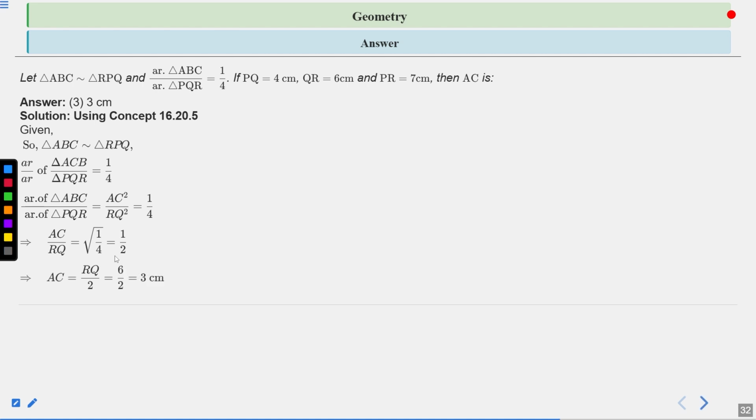Now we can calculate the length of AC, which becomes RQ by 2. So RQ is given 6 centimeter. So AC will become 6 by 2, which is 3 centimeter. So third one is the correct answer of this question. Next one.